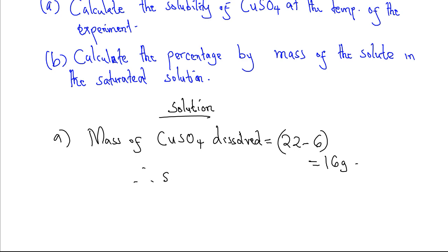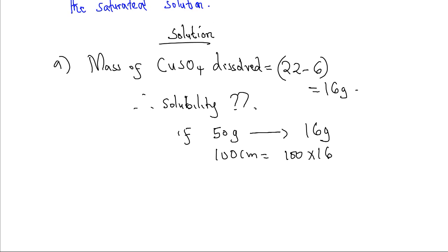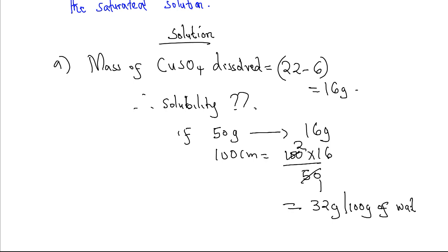Therefore, solubility will be, if 50 grams of water dissolve 16, 100 grams of water would dissolve 100 times 16 all over 50, once, twice, and that is 32 grams per 100 grams of water.